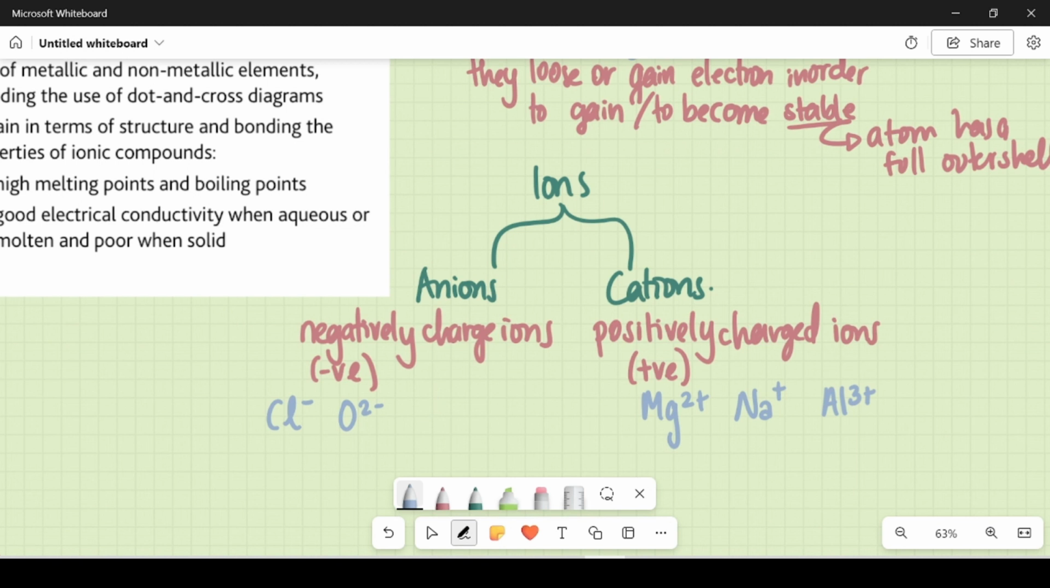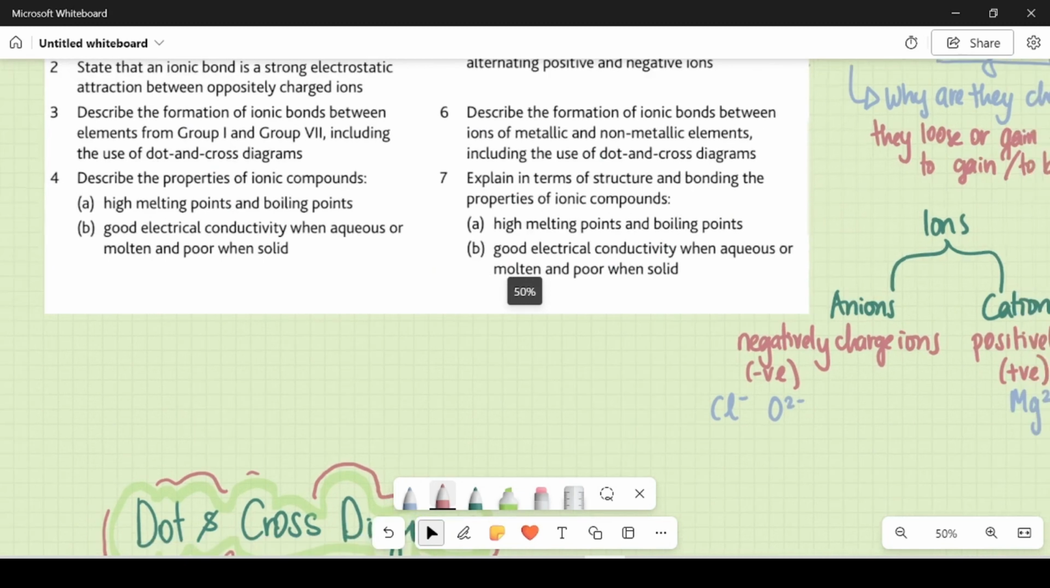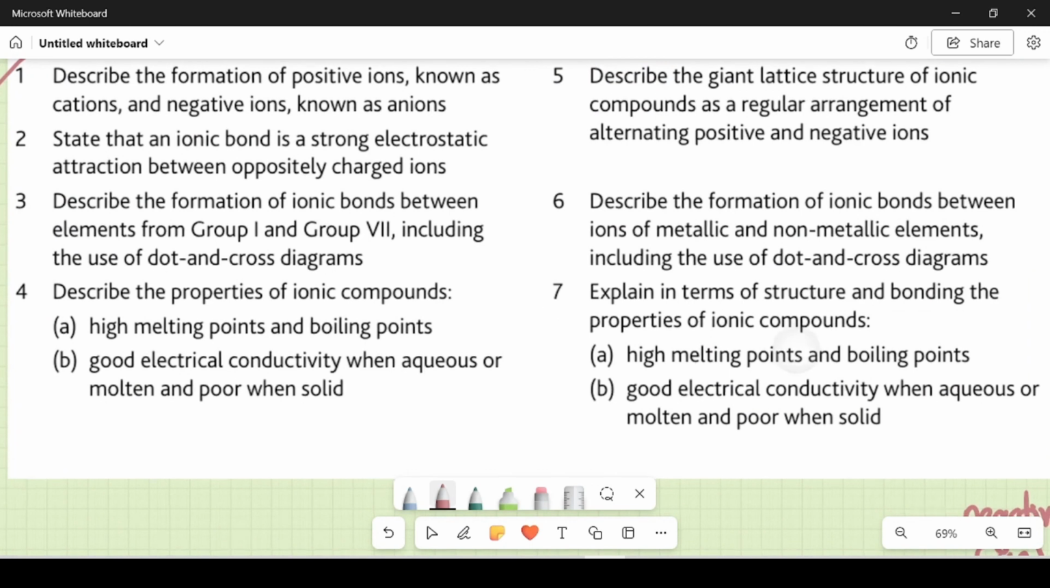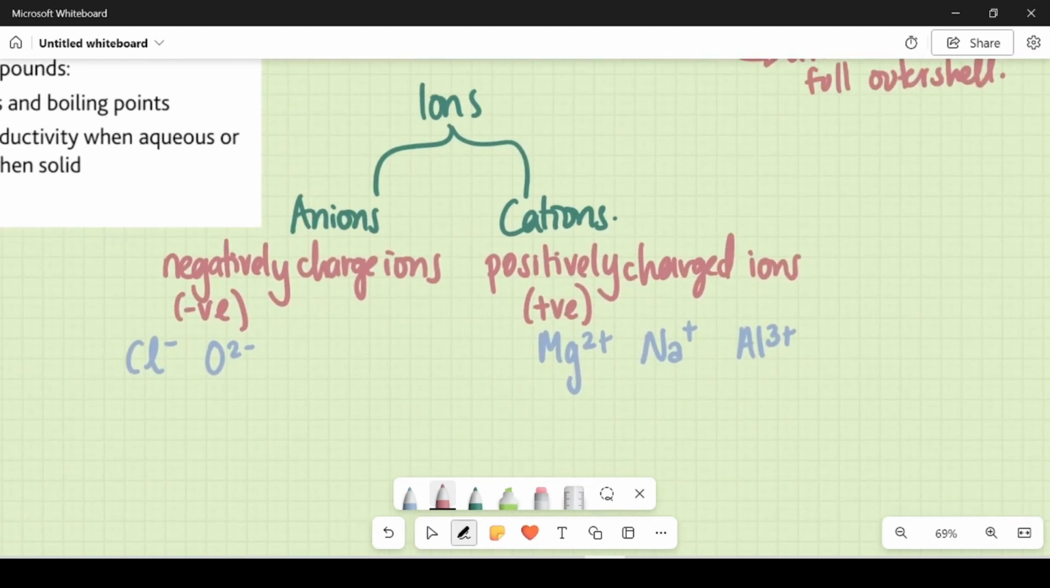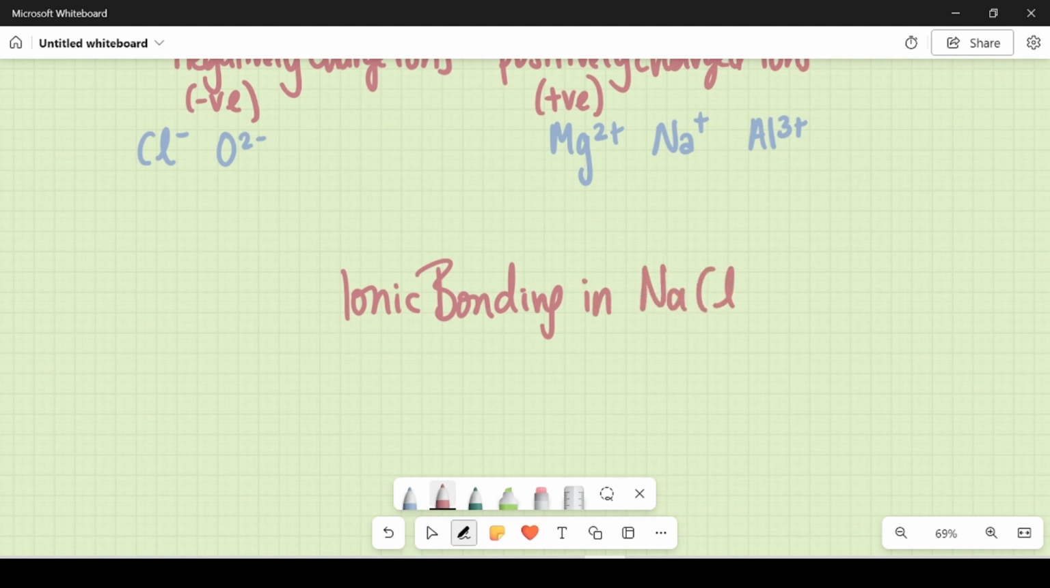Now that is the first point done. You need to know the formation of these ions, how they form. We're going to look at that in just a bit. And now you need to know how an ionic bond is formed between oppositely charged ions. We're going to take the very commonly used example, which is ionic bonding in sodium chloride. We'll get into the dot and cross part in just a bit, but we need to understand where this comes from.